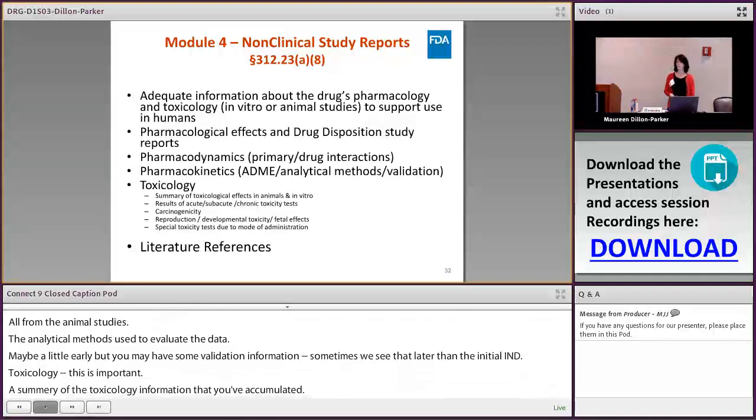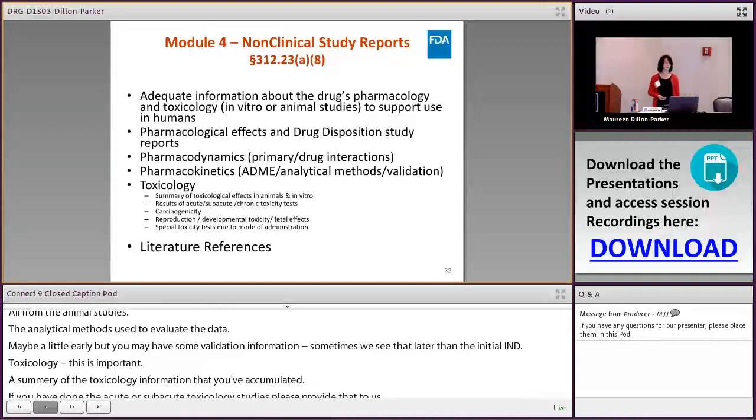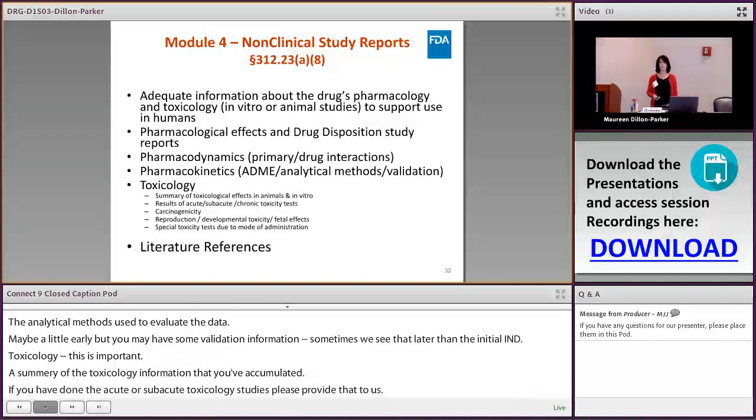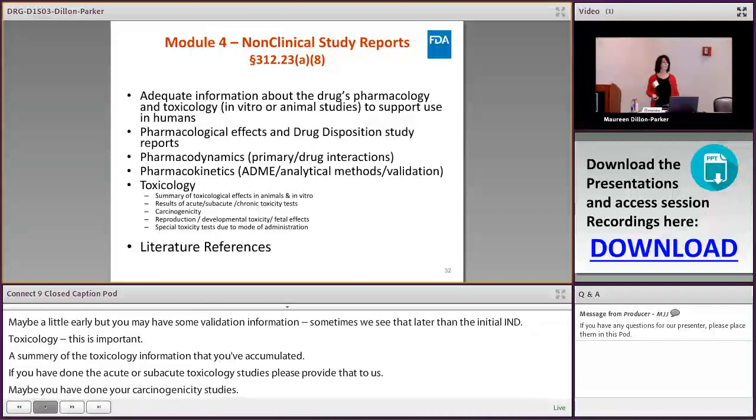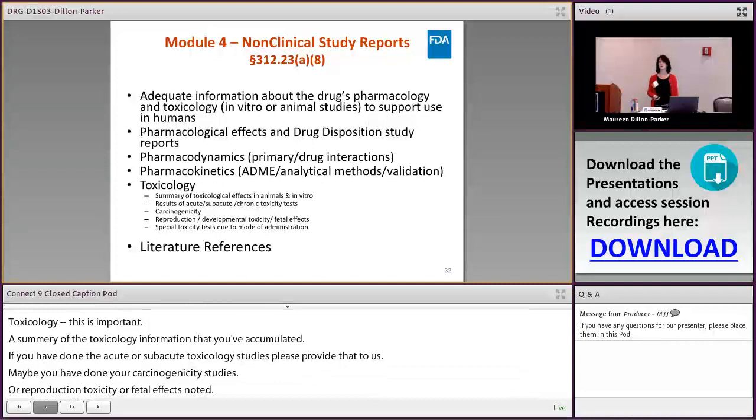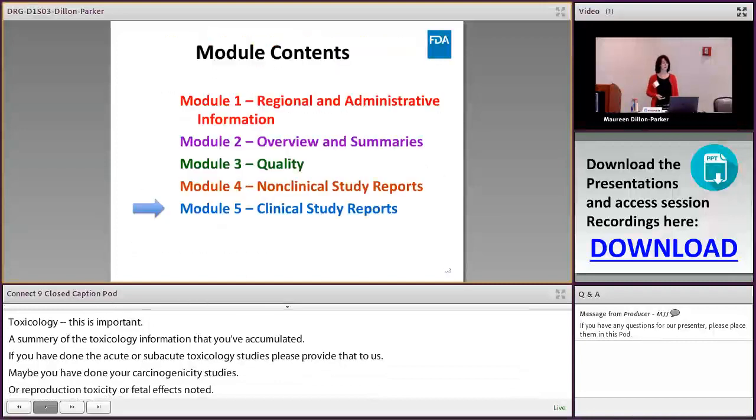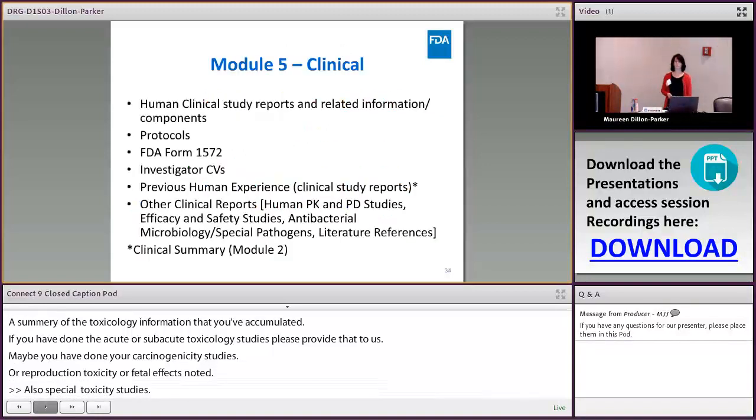Maybe you've done your carcinogenicity studies, depending on what your drug is and how much knowledge there is of it, or reprotox, any fetal effects that have been noted. And then did you do any special tox studies? Sometimes that's required by different modes of action of drugs, and then any literature references. So all helpful. Moving into the clinical study reports.